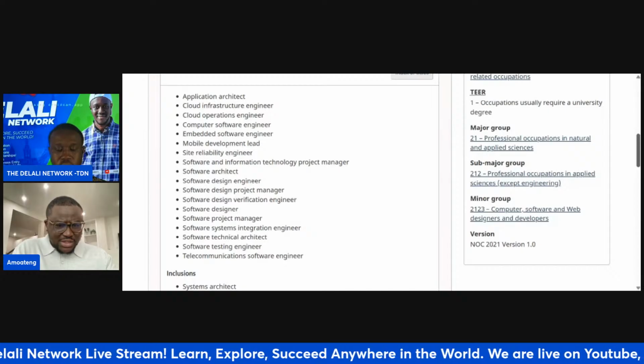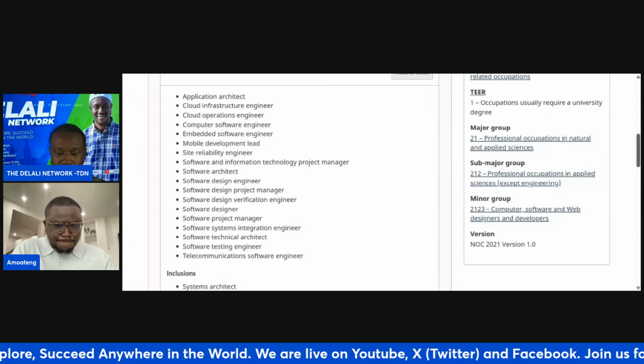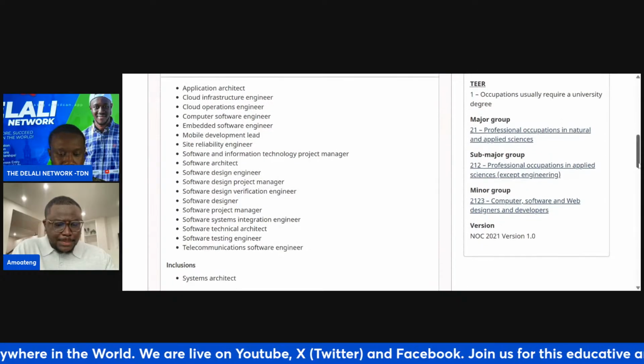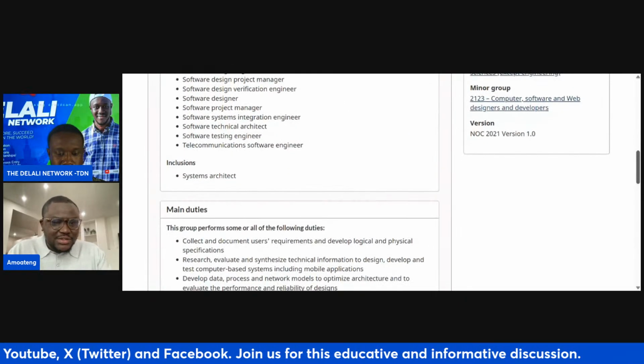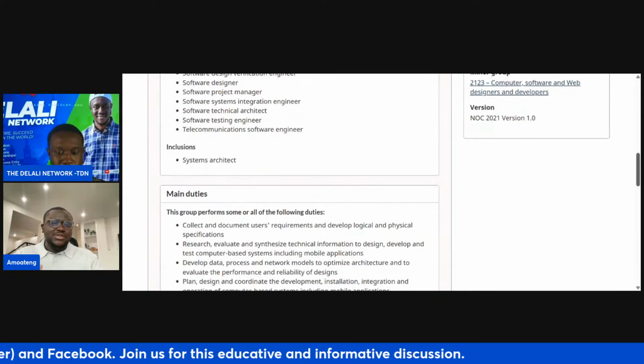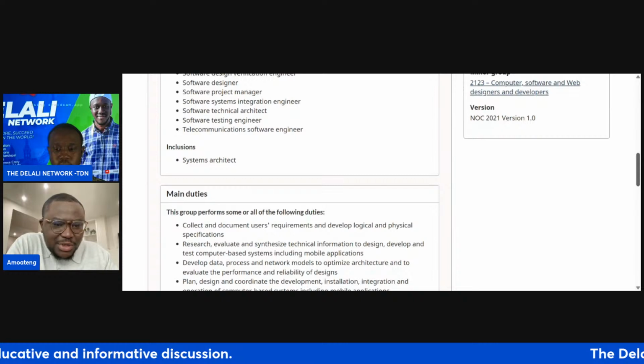So, inclusions, they have added systems architect. And then if you scroll down a bit, yes, you see, they have even added systems architect. So if your role is not even a software engineer, and the title is a systems architect, you still qualify under that particular NOC.